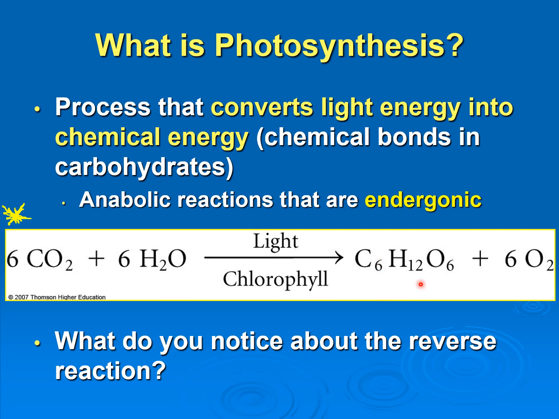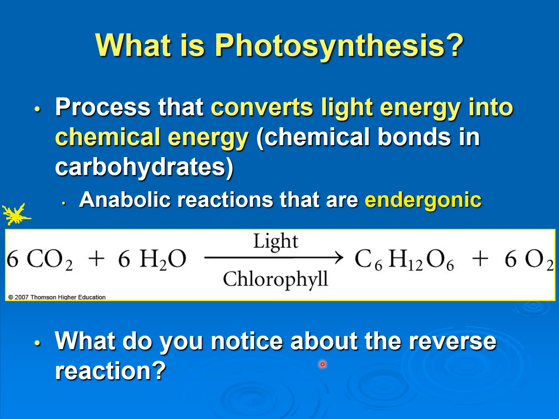And anabolic reactions require energy to be able to do these. So that means that they're endergonic. So photosynthesis is going to be an endergonic process, meaning that it requires energy to do it. So that energy is going to come from light energy. So that's where we get the energy to do photosynthesis.